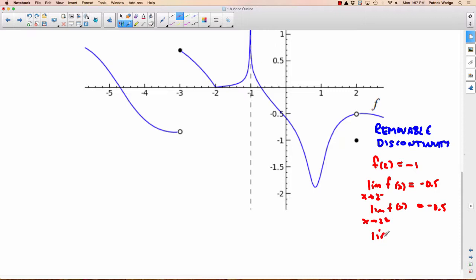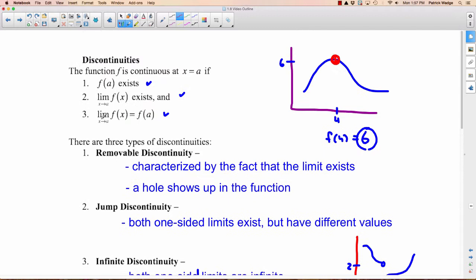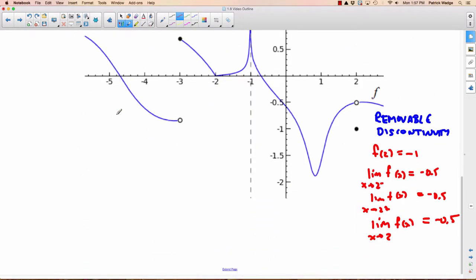Left and right-hand side are the same, which means the limit of f of x as x approaches 2 is equal to -0.5. So the second criteria is also good. The limit of f of x as x approaches 2 exists. So what's the problem here? The problem is the third criteria. What needs to be true is that -1, the answer we got here, has to be equal to this number here, and it's not. So this is a removable discontinuity.